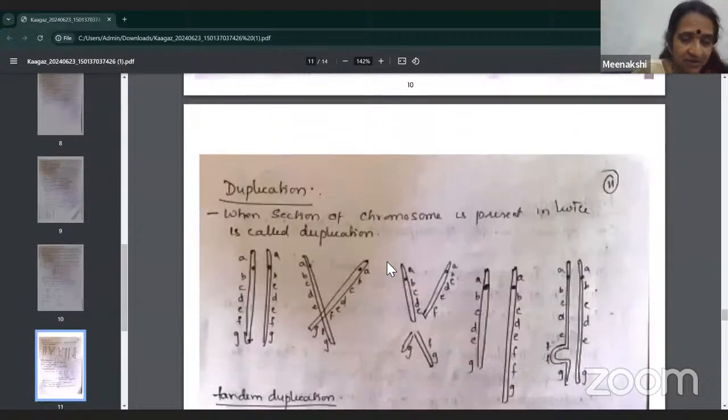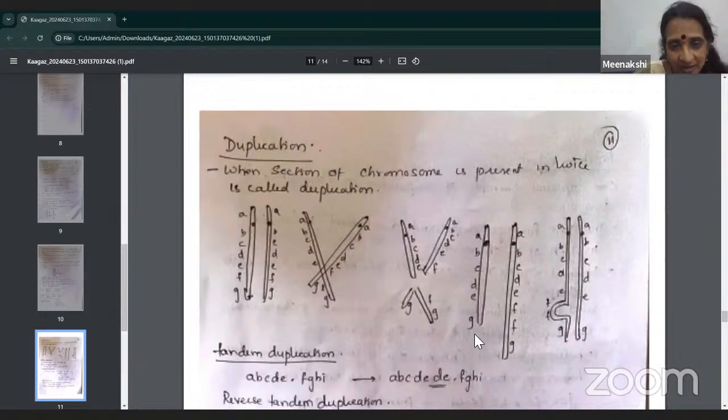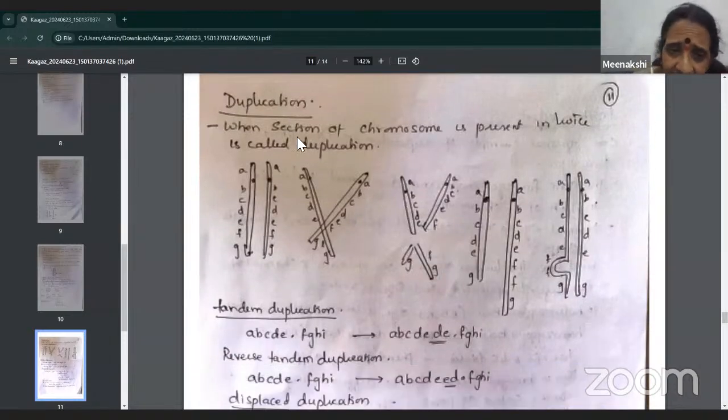Coming to duplication. Now, this duplication is nothing but the presence of a repeated gene sequence. That means the same gene sequence will be repeatedly present. Therefore, such conditions are called duplication. When a section of a chromosome is present twice, it is called duplication. And then duplication, similar to the syndrome, causes mental retardation, but there won't be any physical abnormalities.